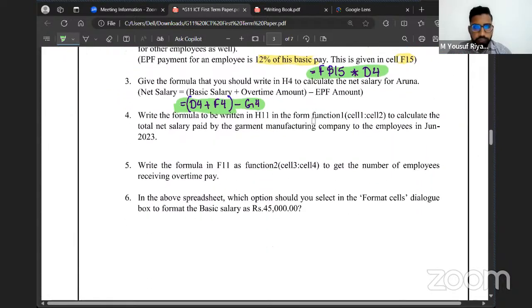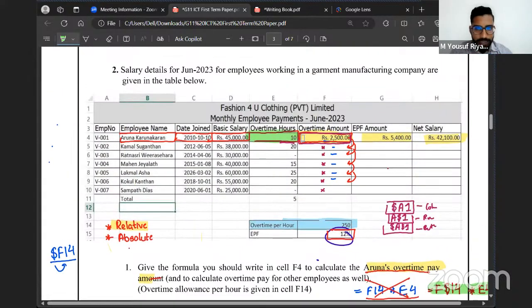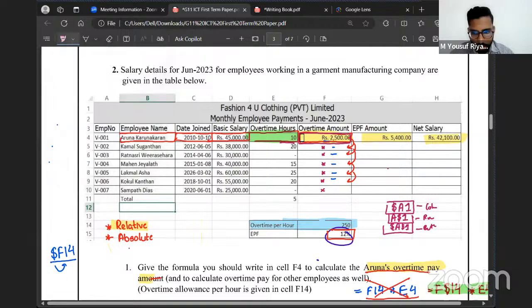Okay, next question. Write the formula to be written in cell H11, in the form of function 1, cell 1 to cell 2, to calculate the total net salary paid by the garment manufacturing company to all the employees in June 2023. So they want a formula in the H11 cell. H11 is somewhere here. In H11 cell, they want to get the total amount paid for all employees.